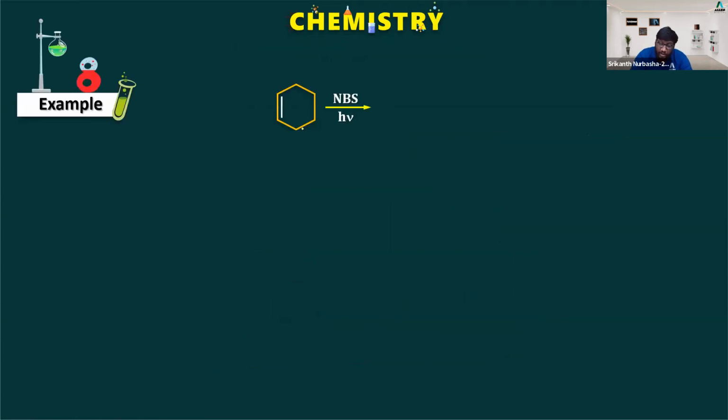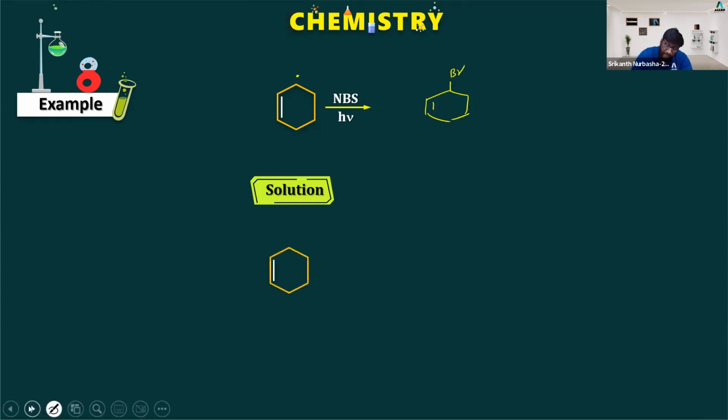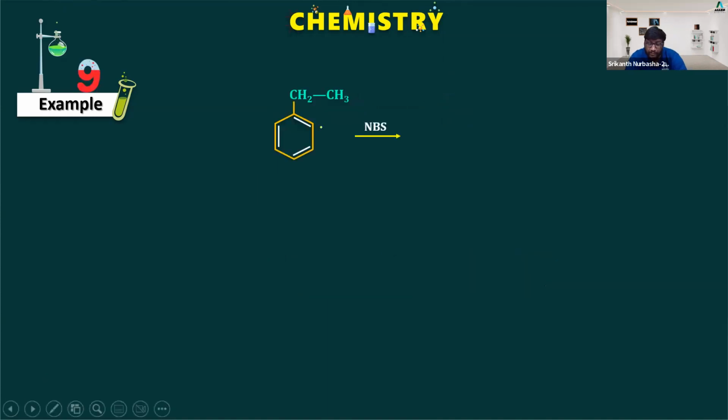So what happens in the case of this particular reaction? Cyclohexene treated with hν in the presence of NBS. What happens, students? Bromine is going to be added to the allylic carbon. So we'll have simply bromine connected here, because the allylic free radical is going to be more stable. Here what will happen? Like I'll give numbering A, B. Which carbon is going to be substituted by bromine?